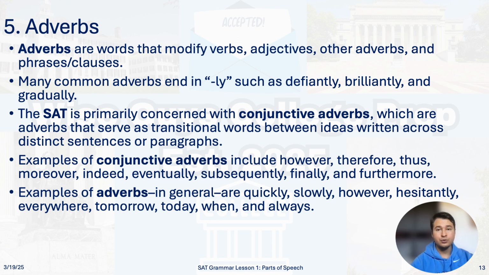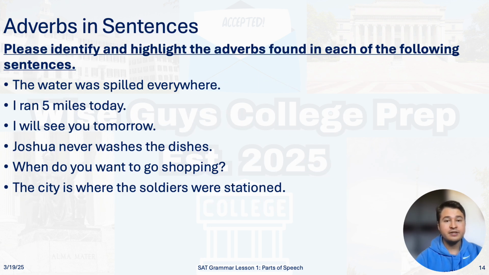Now we'll move on to recognizing the adverbs in sentences, okay? So please grab a piece of paper or something to write on just to identify on your own the adverbs in each of the sentences. Please do so for your learning. I'll move on with the first sentence right now. The water was spilled everywhere, okay? Everywhere is the adverb here because it modifies the main verb, which is spilled, okay? So it tells us how the water was exactly spilled, okay?